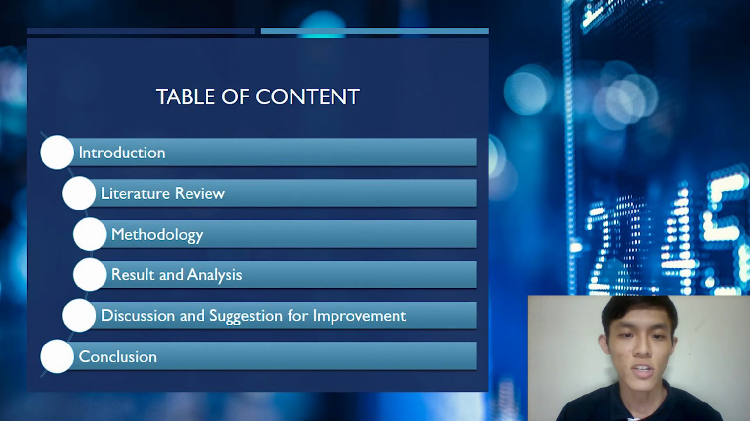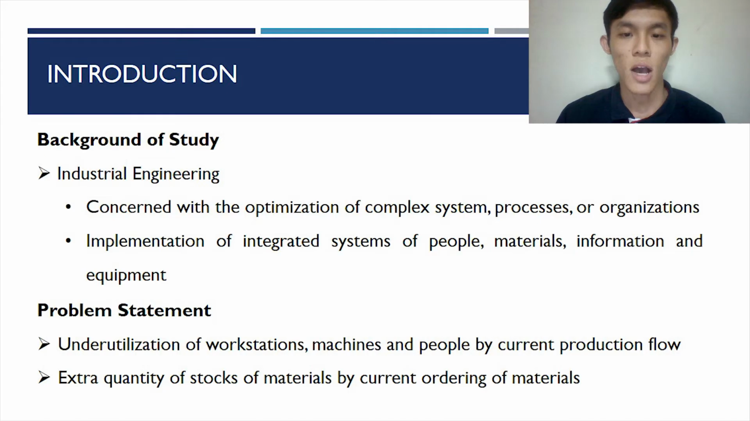Now I will present about the project of industrial engineering. The project of industrial engineering generally consists of 6 elements, which are introduction, literature review, methodology, result and analysis, discussion and suggestion for improvement, and lastly the conclusion. Now I will present the part of introduction.